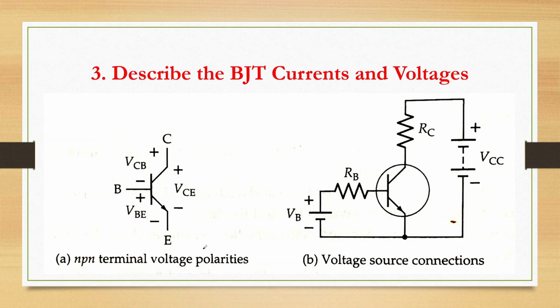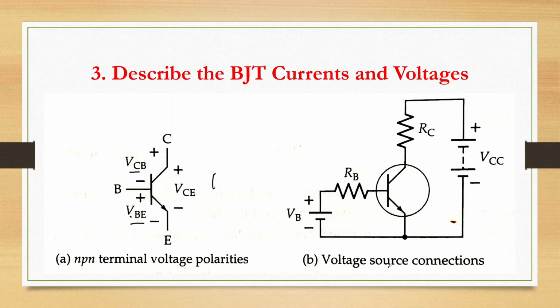Next question, one of the important questions, is to describe the BJT currents and voltages. So you can write this, and I'm showing it with respect to the NPN transistor. If I write this NPN transistor, across this collector base junction you have VCB. This voltage is the collector to base voltage, this is the base to emitter voltage, VBE, and this is the collector to emitter voltage, VCE. So you'll have three voltages across these three terminals.